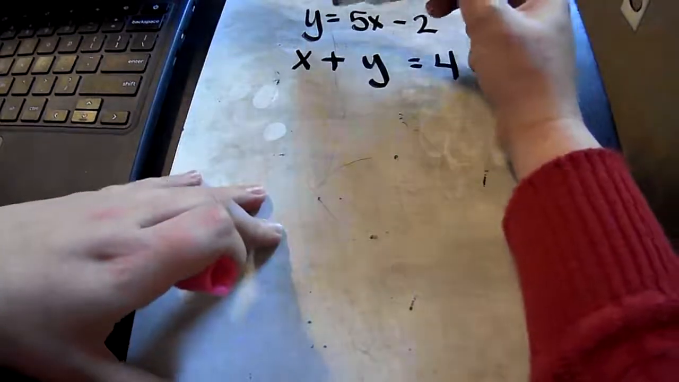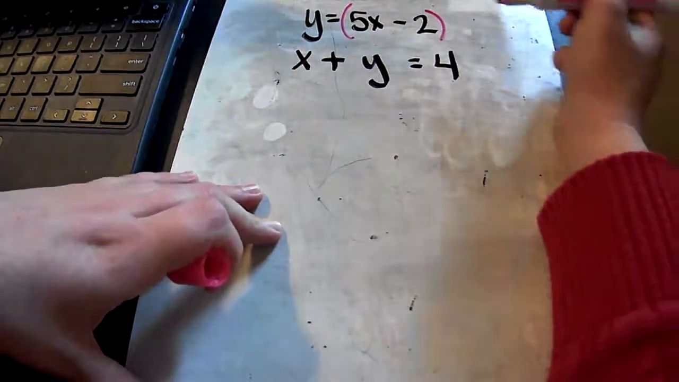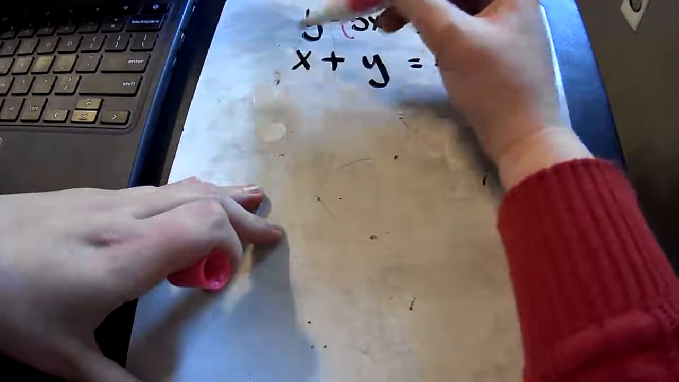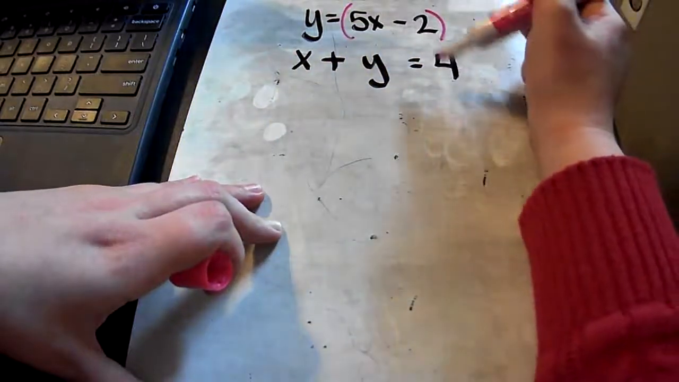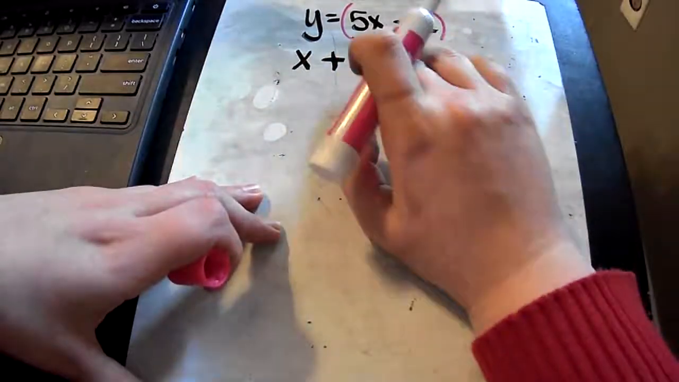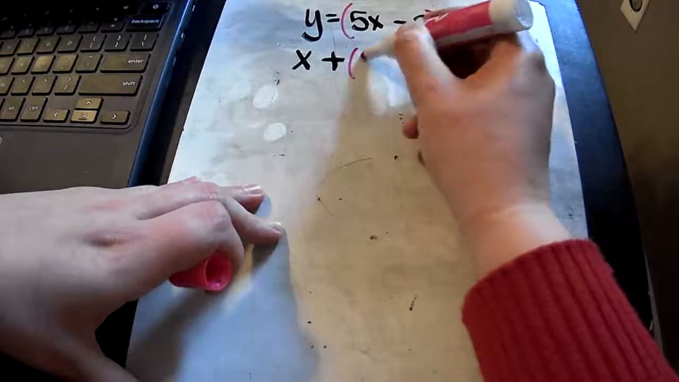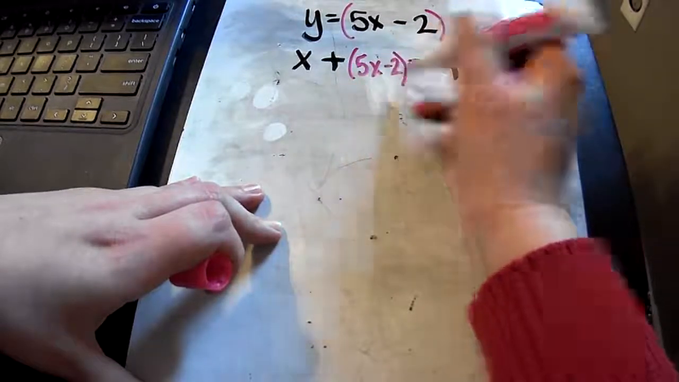The first equation still says y equals 5x minus 2. So that means anytime I see a y in my other equation, I can replace it with 5x minus 2. And so I'm just going to quite literally erase the y from that second equation, and in its place, I'm going to put 5x minus 2.